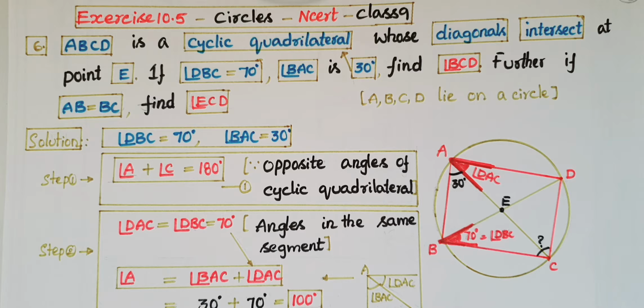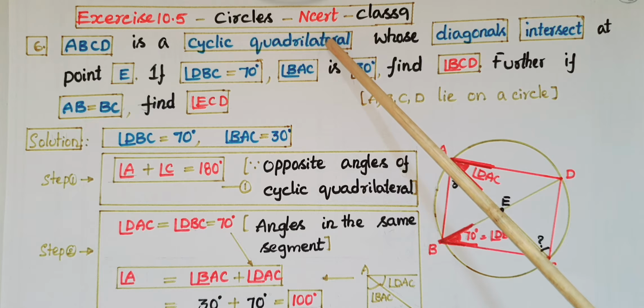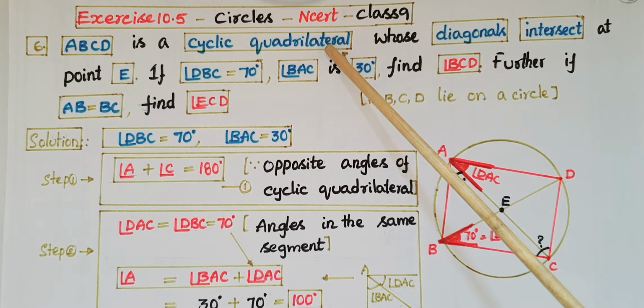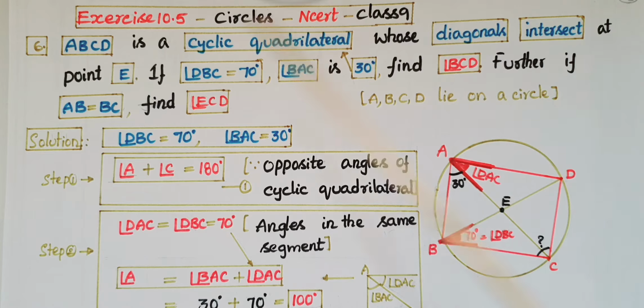Hello everyone. Today I am going to tell the solution of the 6th problem from exercise 10.5 from the Circles chapter from NCERT class 9. The problem here is: ABCD is a cyclic quadrilateral. Cyclic quadrilateral means all the sides of the quadrilateral lie on a circle, whose diagonals intersect at point E.